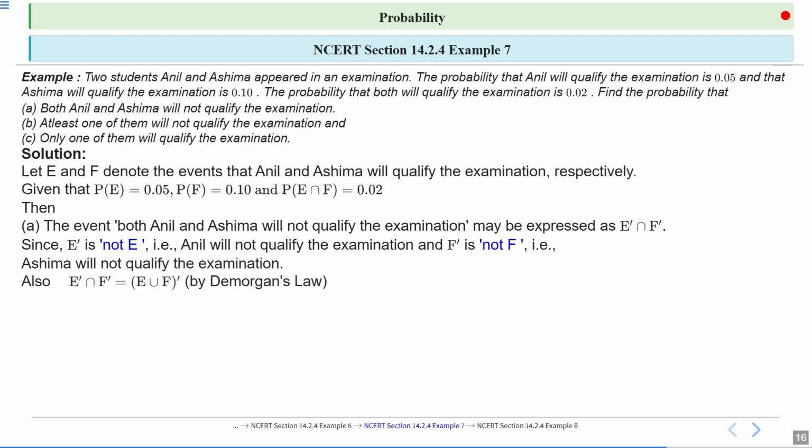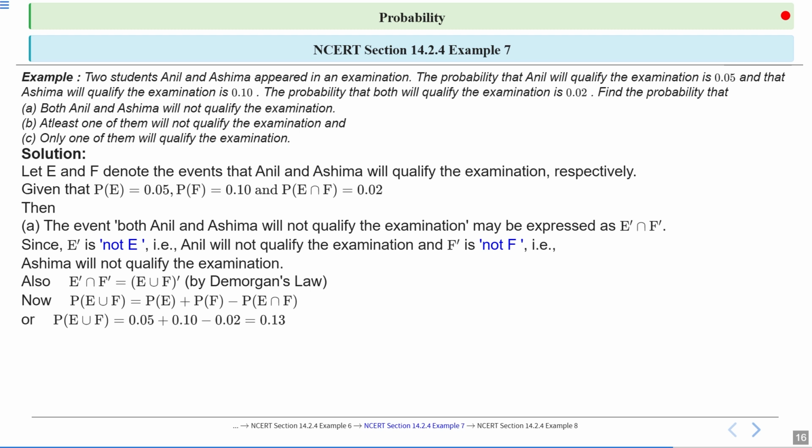Also, E complement intersection F complement is equal to (E union F) complement. This is actually called De Morgan's law. You all studied it in the set theory chapters, where you learned that E complement intersection F complement is equal to (E union F) complement. This law is called De Morgan's law. Now probability of E union F is equal to probability of E plus probability of F minus probability of E intersection F.